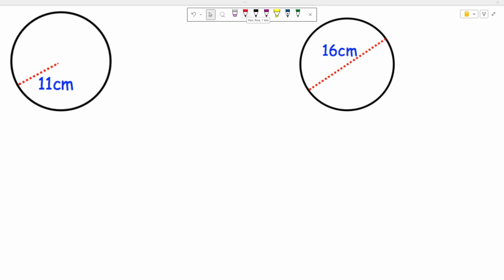In this video I'll be teaching you guys how to find the circumference of a circle when we know the radius and the diameter. Let's get to it guys.